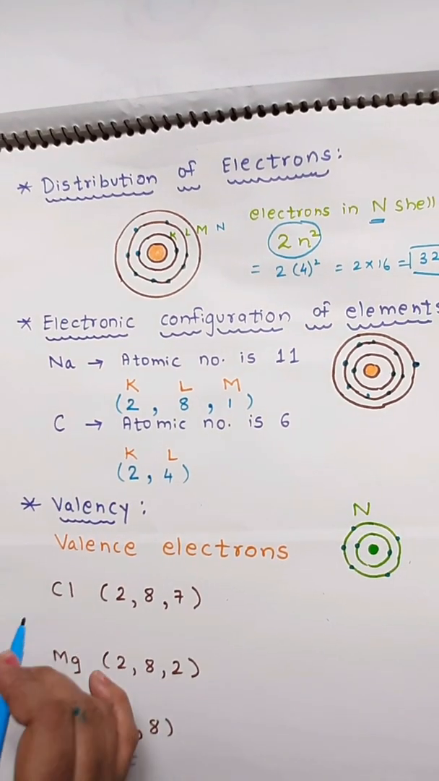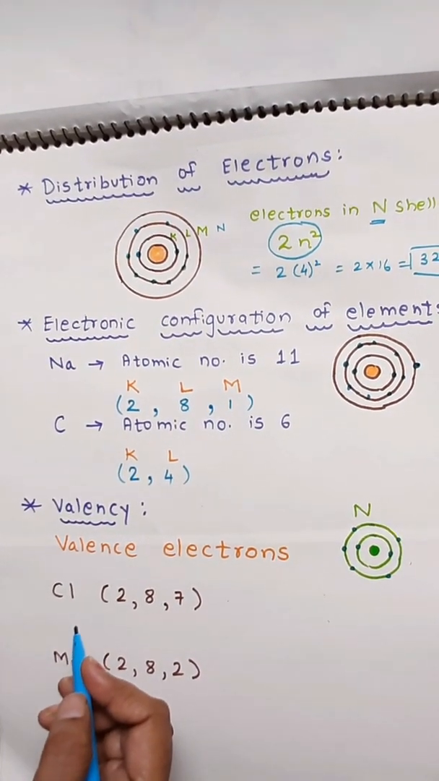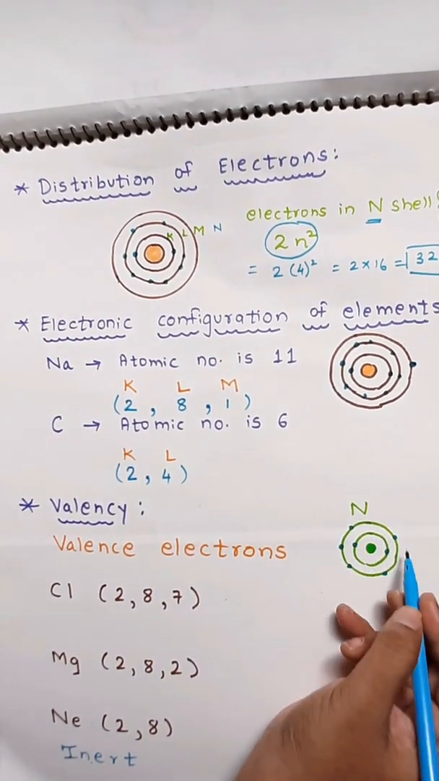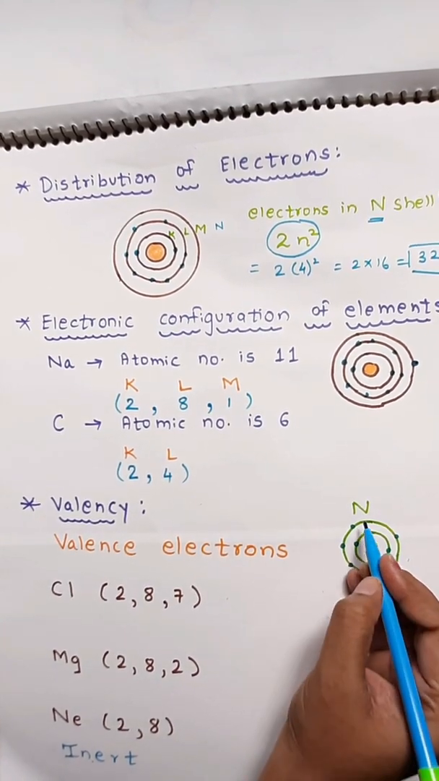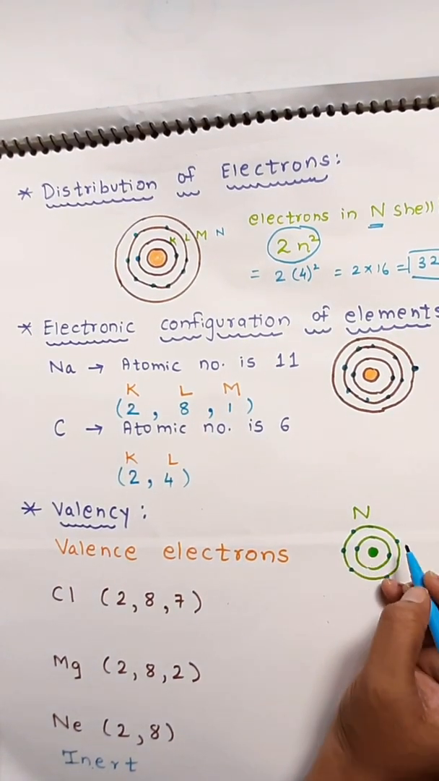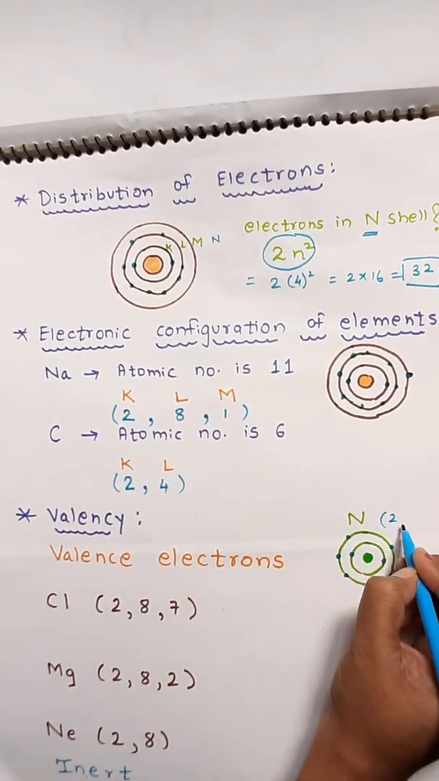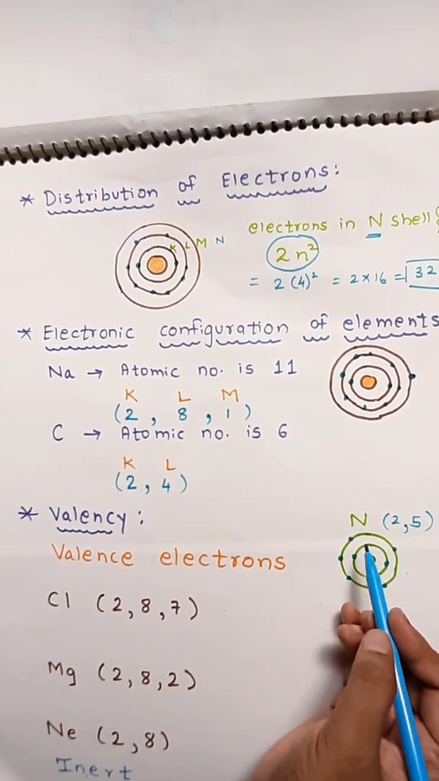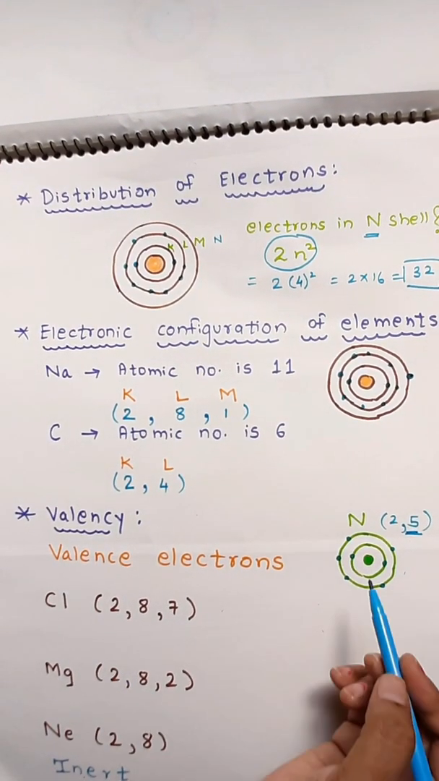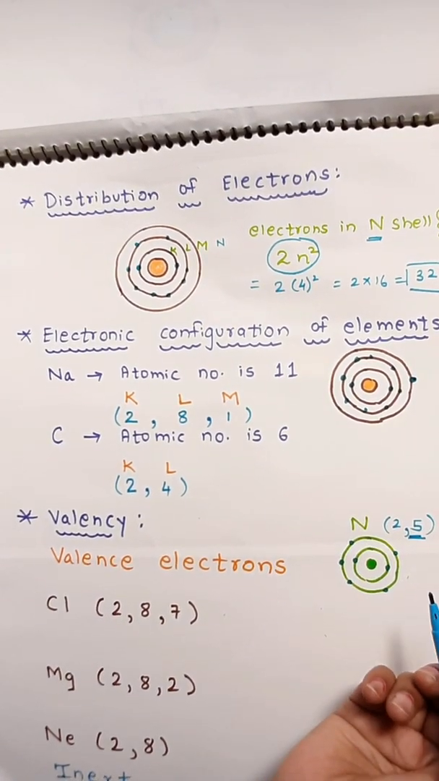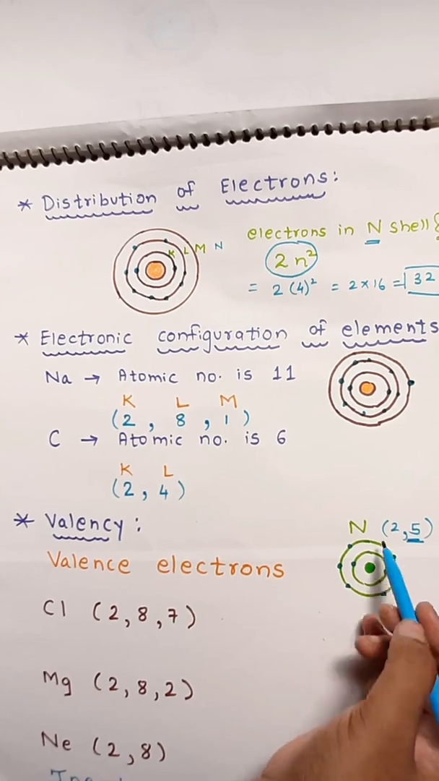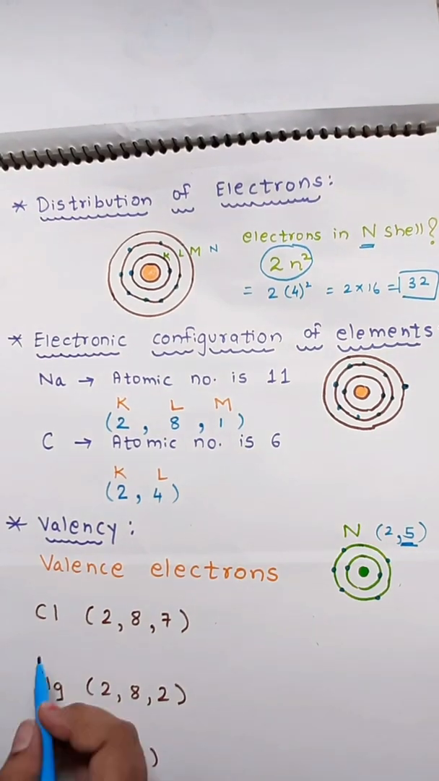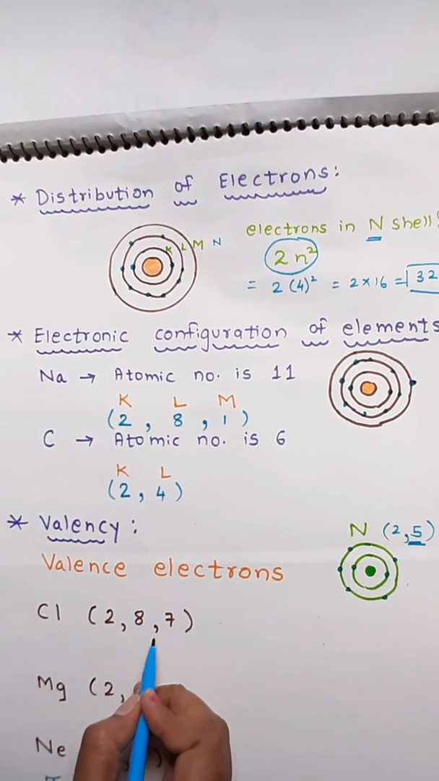Next concept is valency. Okay. Now valency, before valency, we'll just see what are valence electrons. The electrons in the outermost orbit are called the valence electrons. Now if I see the example of nitrogen, its electronic configuration, if I'm going to write, is 2, 5. Okay, because the atomic number is 7. So 5 is the valence electrons. The last shell is also called the valence shell, and valence electrons means the electrons present in the outermost orbit or outermost shell.